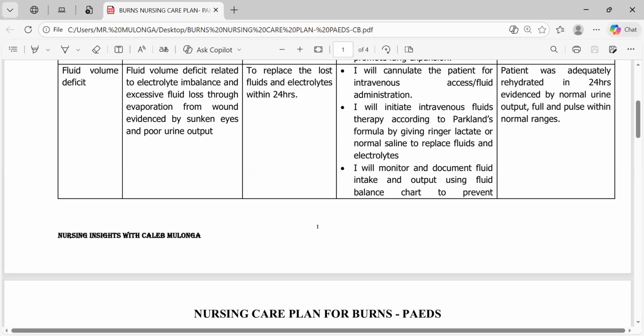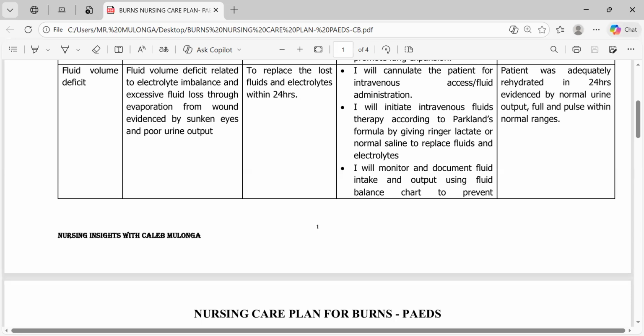So remember, there is what we call Parkland's formula. This is one of the formulas that we use in the management of burns. So usually it takes 24 hours. So the goal is basically to replace the lost fluids and electrolytes within 24 hours. Let's look at the interventions.